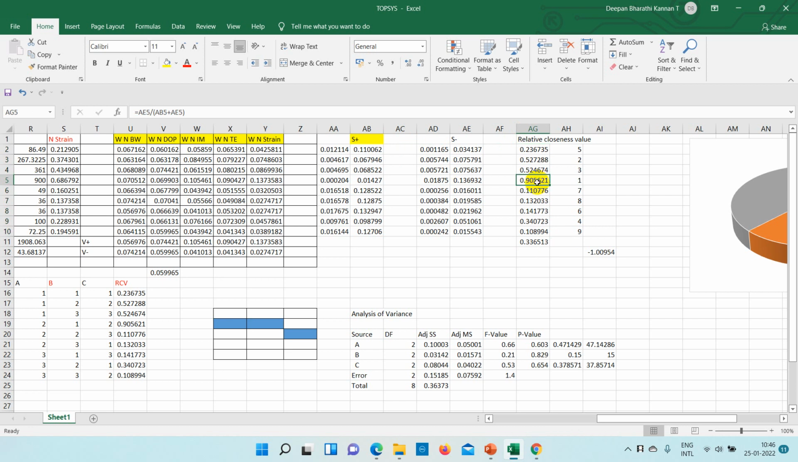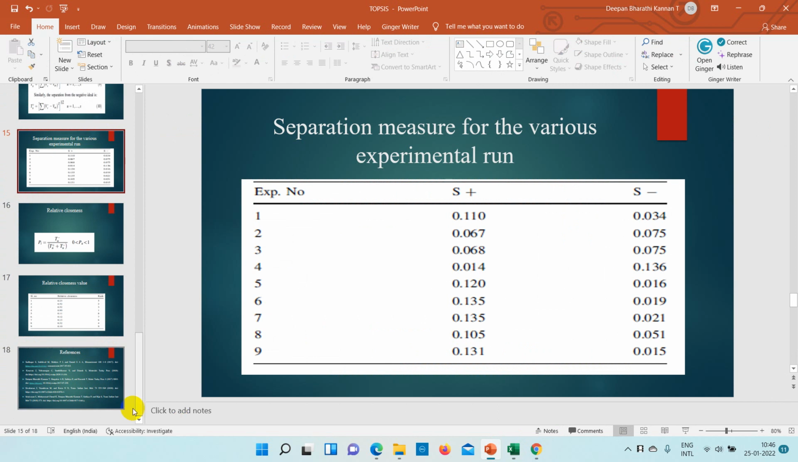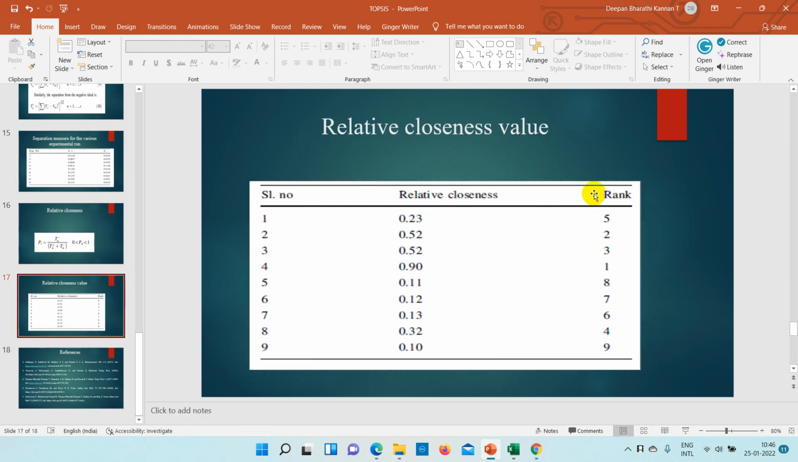Okay, so you can see here, the fourth experimental run is having 0.9. So that is the best parameter combination as per their requirement. So this is what they are finding from their result. You can see here, among the 9 values, the fourth one is having the highest value. So the fourth parameter combination can be considered as the best parameter combination.